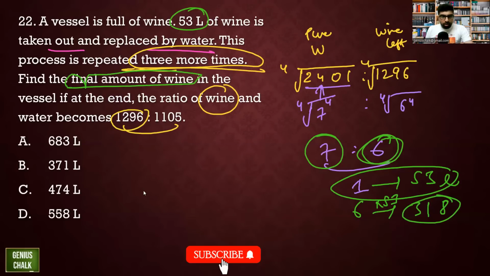Final amount of wine in the vessel at the end. So 6 units we need to find, 6 to the power 4. Yeah, so please change the answer. It has to be 318.